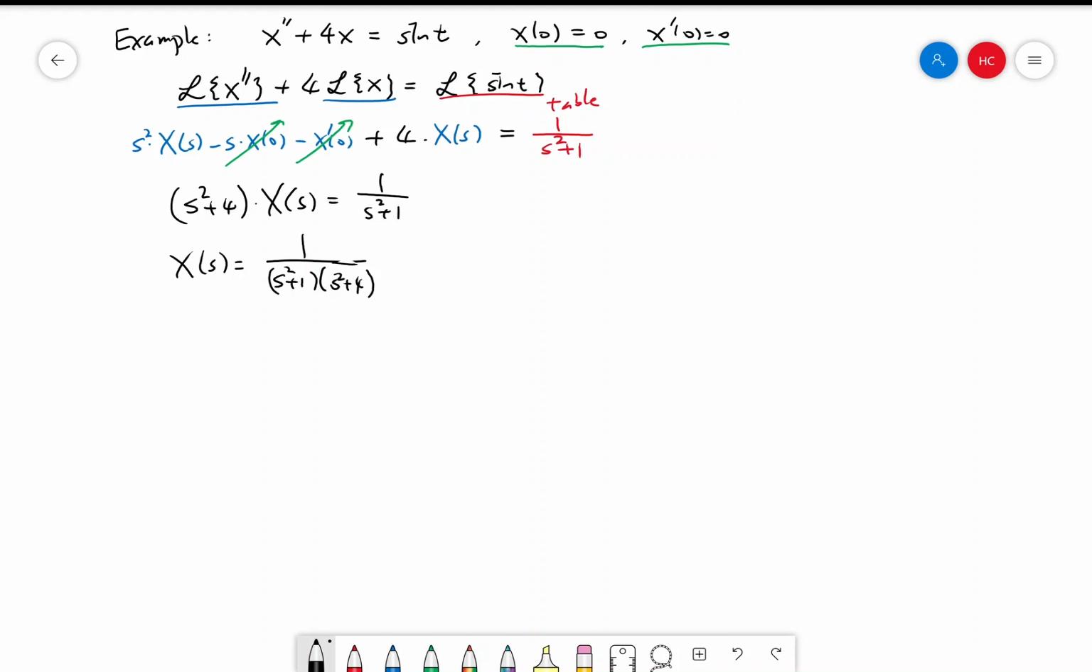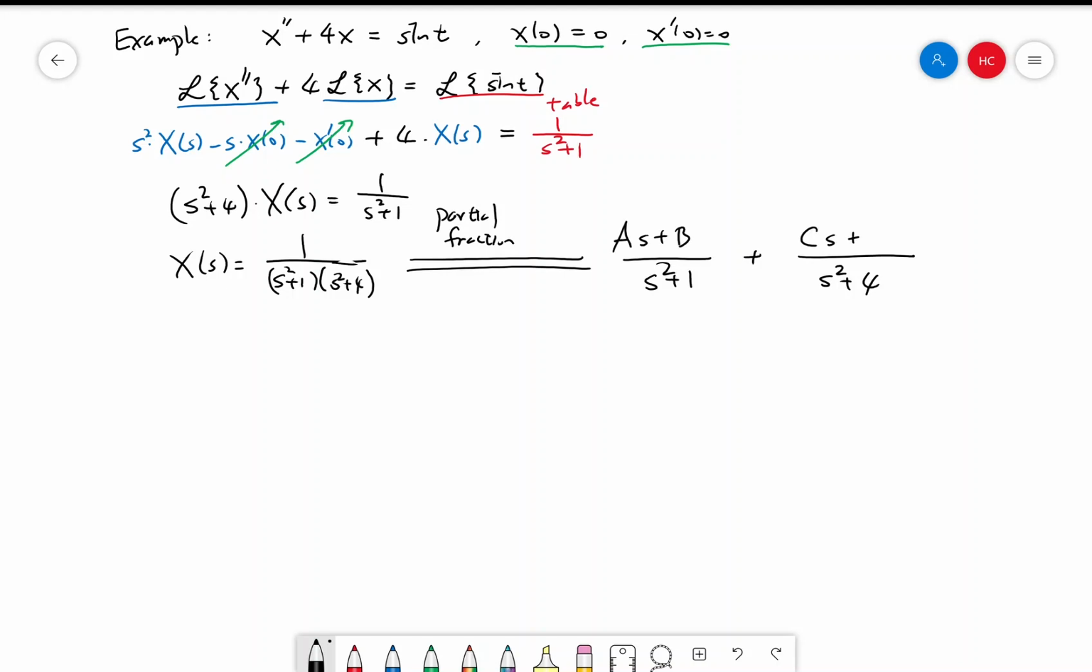And here again, we're going to use the method of partial fractions. The denominator has two factors, s squared plus 1 and s squared plus 4. They're both quadratics, which don't further factor. So we have to assume the numerators are linear terms. So this is as plus b over s squared plus 1, plus cs plus d over s squared plus 4.